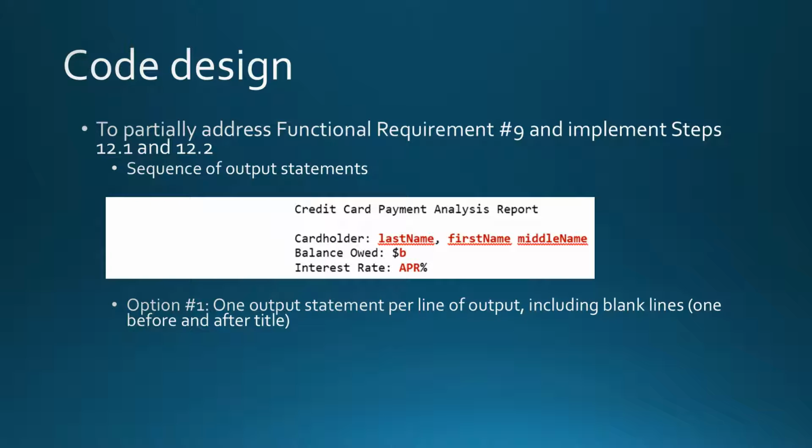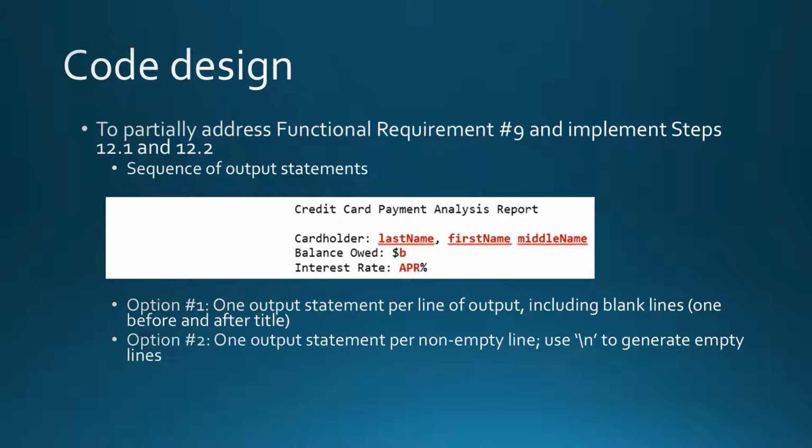Now, there are actually several different ways we could construct this sequence of output statements. The first thing we could do, I labeled it option number 1, is just one output statement per line of output, including the blank lines. And there needs to be a blank line before and after the title. So if we did that, we'd have 2 output statements for the blank lines, 1 for the title, and 3 additional ones for these other headings. So that would be 6 statements in all.